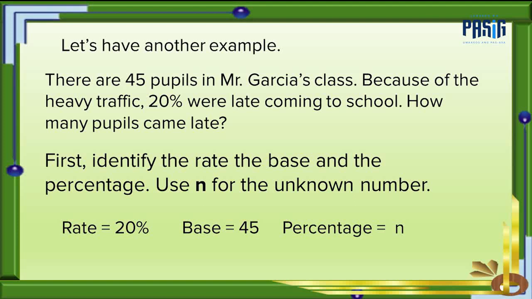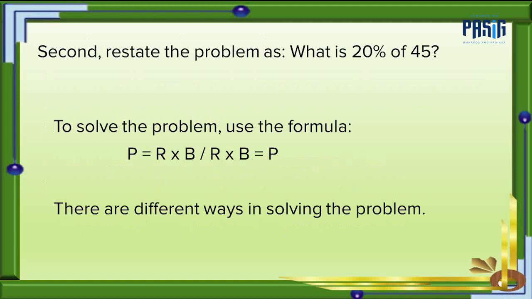So let's identify the rate. Of course, the rate is 20% and the base is 45. The missing term, or the unknown number, is the percentage. Second, restate the problem as: what is 20% of 45? To solve the problem, we use the formula percentage is equal to rate times the base.